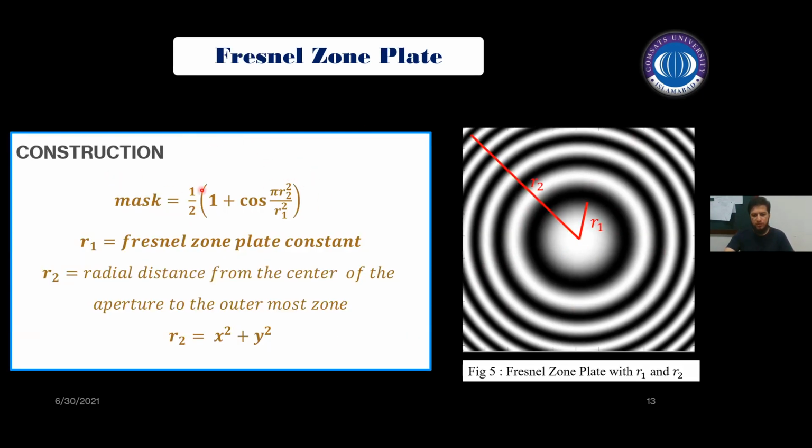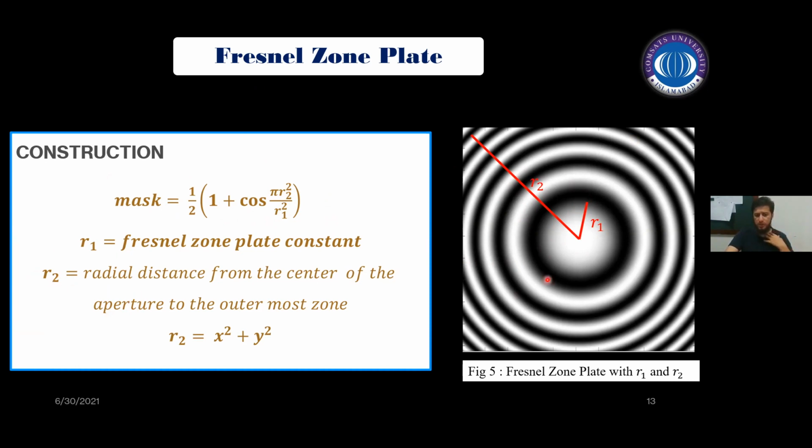The construction of the Fresnel zone plate depends upon this equation, where R1 is the Fresnel zone plate constant. This R1 is the Fresnel zone plate constant, because the whole Fresnel zone plate depends upon this R1. If we increase R1, then the zones will increase or decrease. If we decrease this, then all the zones will decrease or increase.